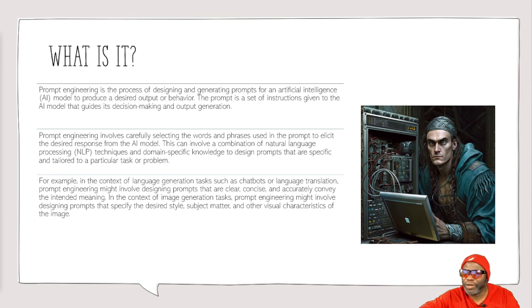For example, in the context of language generation tasks such as chatbots or language translation, prompt engineering might involve designing prompts that are clear, concise, and accurately convey the intended meaning. In the context of image generation tasks, prompt engineering might involve designing prompts that specify the desired style, subject matter, and other visual characteristics. So this prompt that I used for this guy on the screen here was very precise.